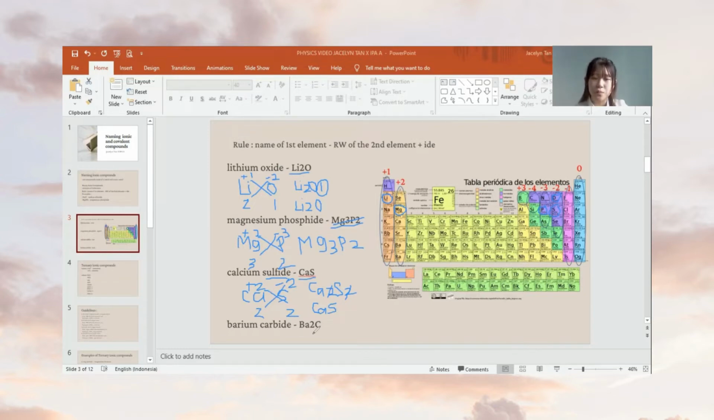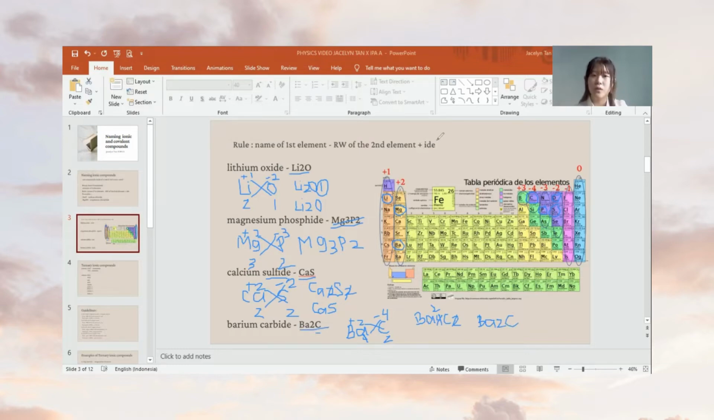So next, barium. Barium is Ba. Carbide, which is carbon, it is here, negative 4. So we cross multiply it, we got 4 and we got 2. So Ba4C2. We simplify it by dividing by 2. So we got Ba2C. So that's how we got it.